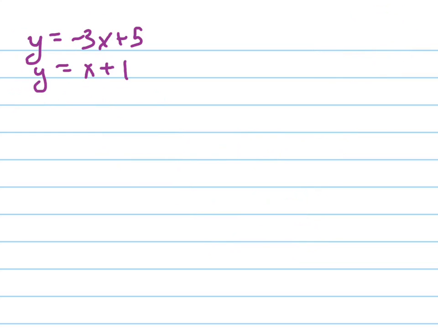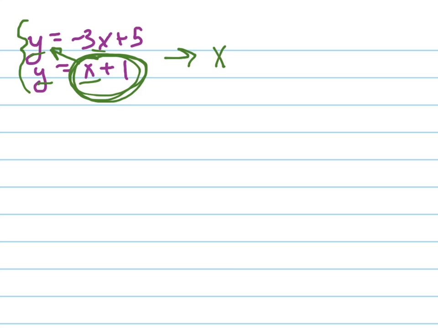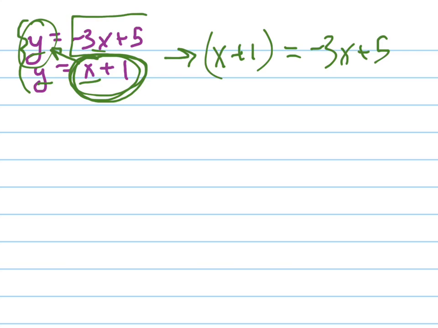Let's try another one. Again, I've got two equations, but in this case it's not as easy because I still have two different variables in each equation. But no worries, I'm going to plug one equation into the other one. Anywhere I see y, I'm going to plug in x plus 1 because that's what y is according to my second equation. So combining these equations together, I get x plus 1, which I plugged in for y right there, equals negative 3x plus 5. I'm just rewriting that right side now.